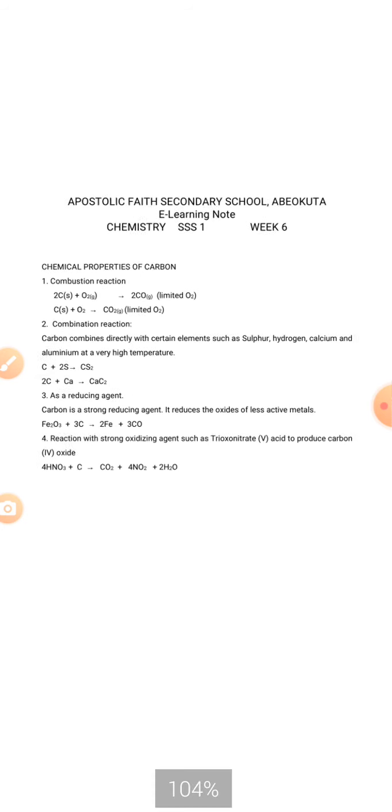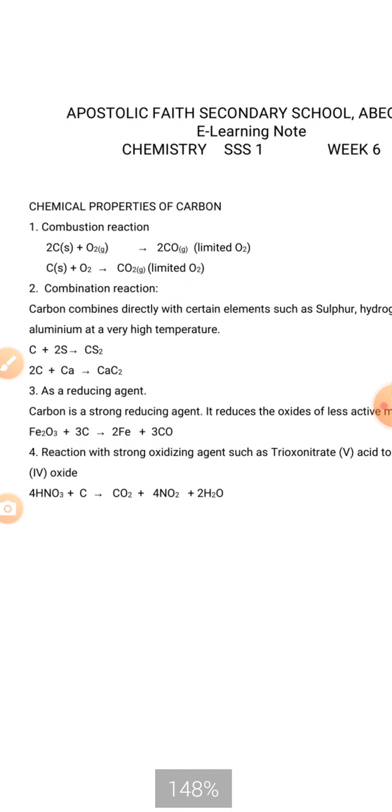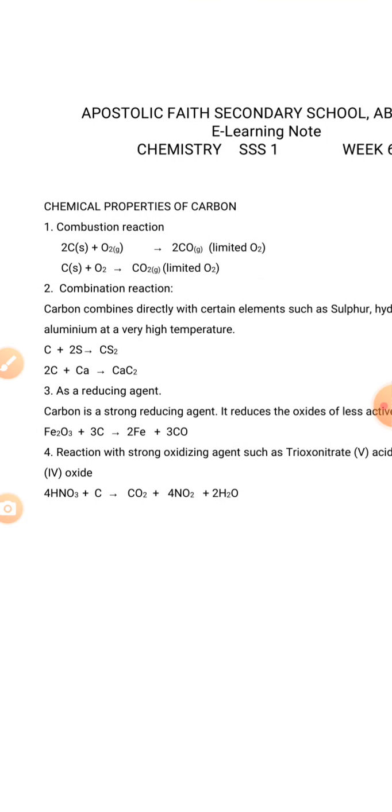So the properties now: carbon will bond with oxygen in limited supply. When you put a small amount of oxygen to combine with carbon, it will give you carbon monoxide. That's carbon 2 oxide. If you now put in excess, plenty of oxygen, to carbon, it will give you carbon dioxide or carbon 4 oxide. Please take note of that. Number 2, combination reaction. You see the different equations I give there. Number 3, as reducing agent.